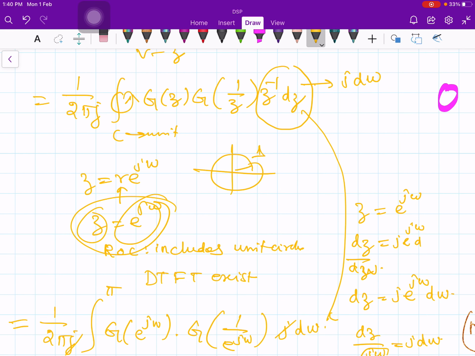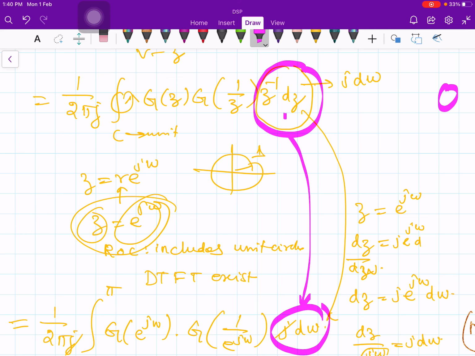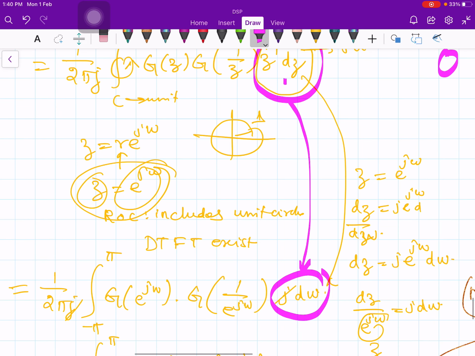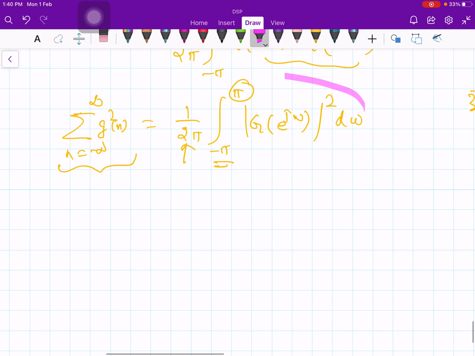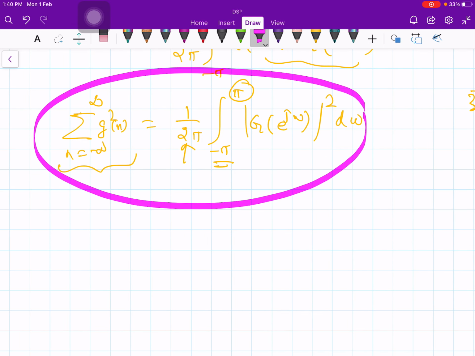Look at here and this and that. Okay, z inverse dz is replaced by j times d omega, and this j will get cancelled, 1 by 2 pi. And how did you get this limit? It's simple, because you are doing the integration on the circle of unit radius. Now this one is known by the name of Parseval's theorem or Parseval's relation. Therefore Parseval's relation is a consequence of the modulation theorem of Z transform.